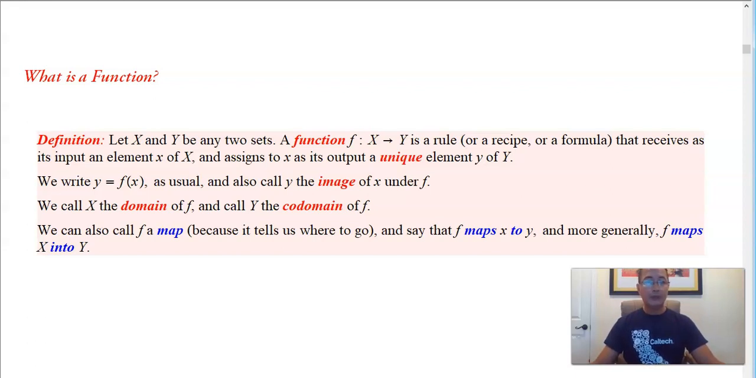As usual, we will write y equals f of x, and we will call y the image of x under f. We will call capital X the domain of our function f, and capital Y the codomain of f. You're probably expecting the word range, but that will come a little later. We also call f a map because it tells us where to go, and we say that f maps x to y. And more generally, f maps capital X into capital Y.